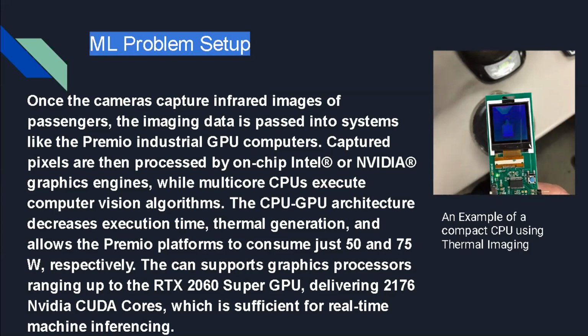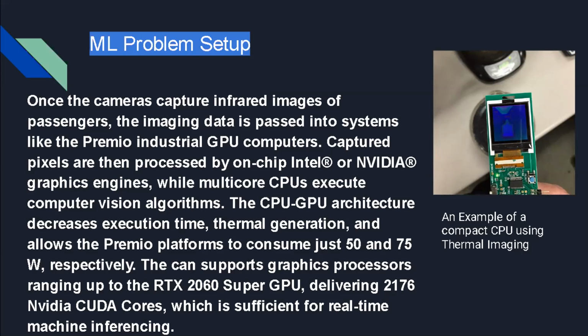These GPUs capture pixels and then process them on the Intel or NVIDIA or AMD graphic engine. These are multi-core CPUs which are also used for computer vision algorithms in many modern AI technologies. The CPU-GPU architecture here decreases execution time and thermal generation, which will help us to identify the person in a very quick amount of time. This also supports processors such as the RTX 2060 Super GPU, which is used again in a lot of thermal technologies such as the thermal camera itself.